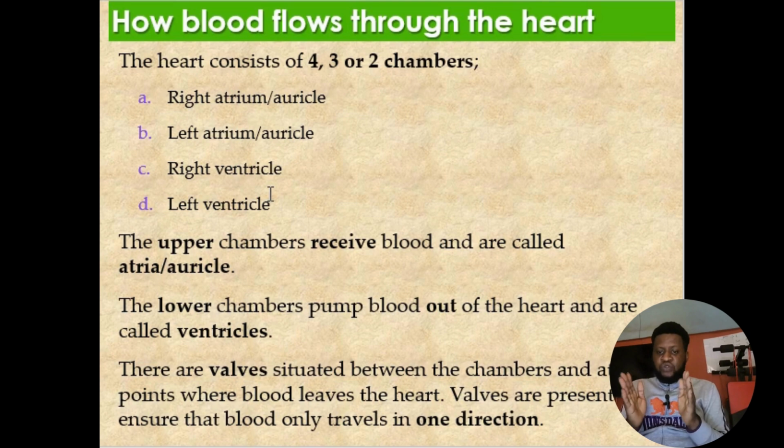So there's a demarcation. In your heart right now, you have four demarcations: two at the top, two below. The ones at the top are what we call the atrium. The ones below are what we call the ventricle.